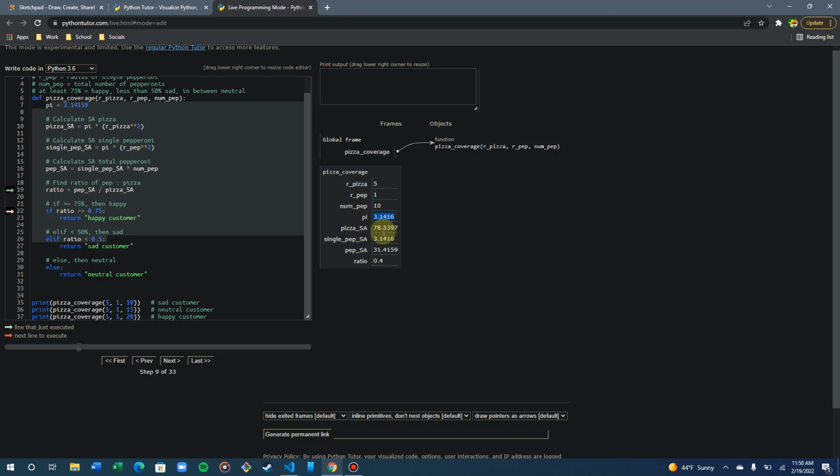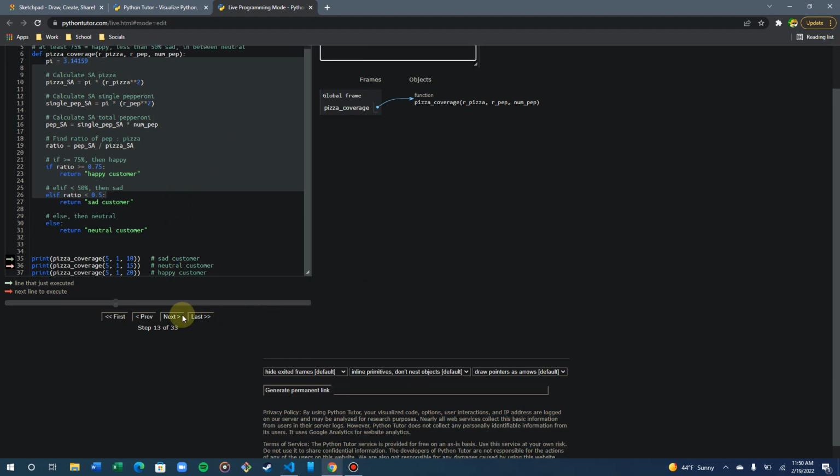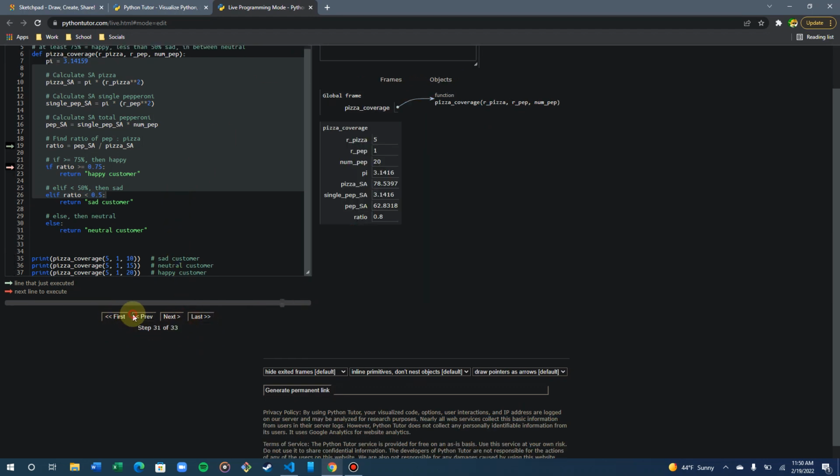So I define pi, the surface area, by using these functions with pi r squared. It gives me 78 point something. Then you're going to get the single pepperoni, total pepperoni, and then the ratio you get. It's going to do this with every single call. And once it gets the return value, sad customer, you hit next, it's printed to the screen as it is here. You can skip to the last, go previous, a couple steps.